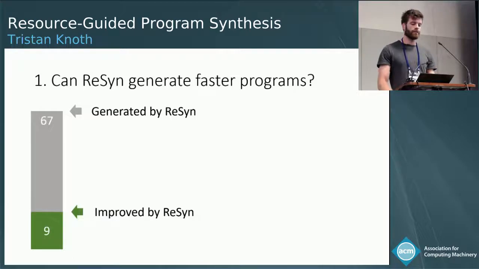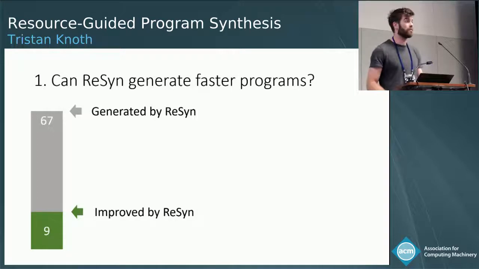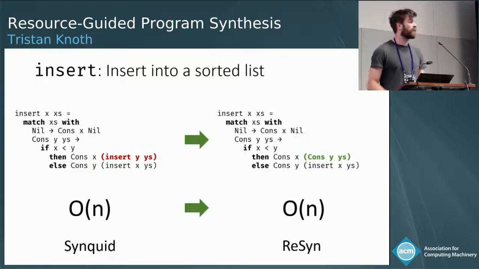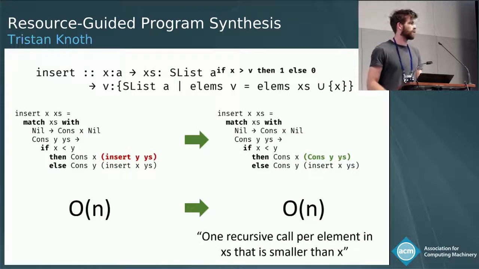So to better answer this question, we added another 13 benchmarks, and out of these we can find a faster implementation of 9 of them. For example, this function removes adjacent duplicates in a list, and Synquid finds an exponential time version by making an unnecessary recursive call. Here, we're inserting an element into a sorted list, and we don't change the asymptotic complexity, but we can avoid unnecessary recursive calls by using dependent resource bounds, which tell the synthesizer to stop recursing as soon as it's inserted the element, essentially.